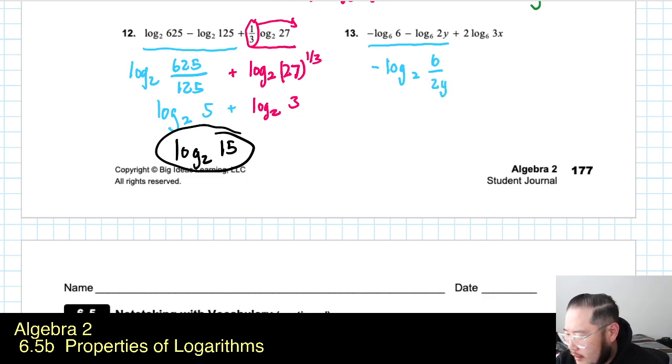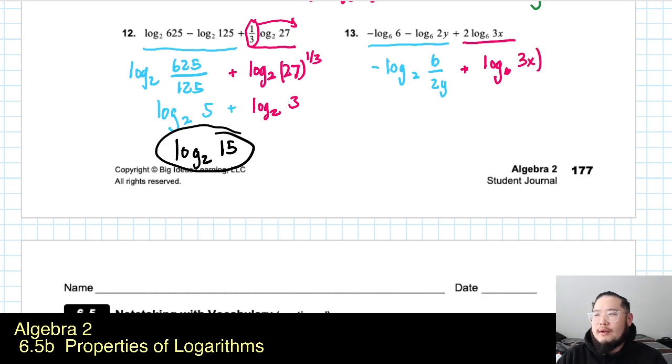All right, next up over here, we've got 2 times log base 6 of 3x. And so let's put plus log base 6 of 3x. We'll raise this, put that in parentheses to the second power. All right, let's do some simplifying. I could put this as log base 2 of 6 over 2y. That simplifies down to 3 over y. And then with the log base 6 of 3x to the second power, that becomes log base 6 of 9x squared.